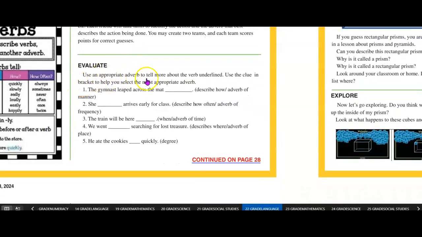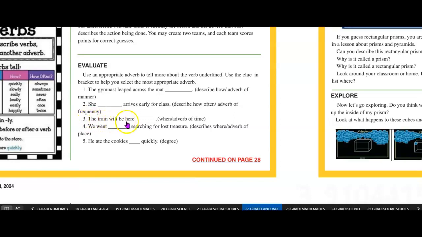Evaluate. Use an appropriate adverb to tell more about the verb underlined. Use the clue in the bracket to help you to select the most appropriate adverb. Number 1. The gymnast leaped across the mat. And describe how. Adverb of manner, gracefully. Number 2. She arrives early for school. Describes how often or frequency. She always arrives early for school.